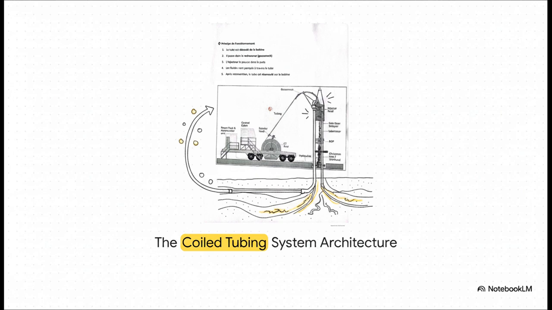And this brilliantly illustrates that whole process. Starting from the bottom left, you can see the massive CT reel mounted right on the truck. The steel tubing goes up over the curved gooseneck at the top, straight down into the injector head, and forces its way through the blowout preventer, or the BOP, and the wellhead directly into the earth. It's a completely sealed, continuous loop of absolute surgical precision.